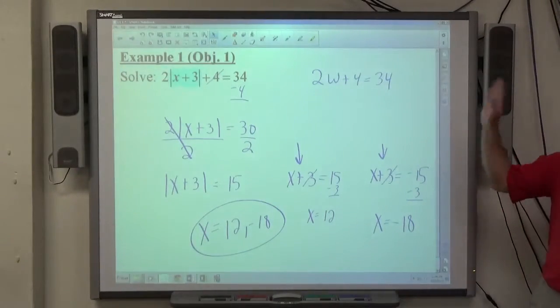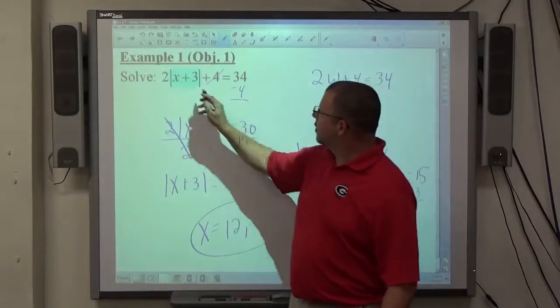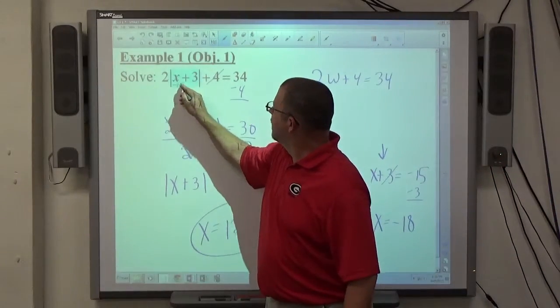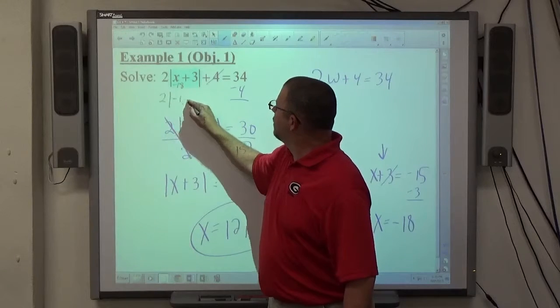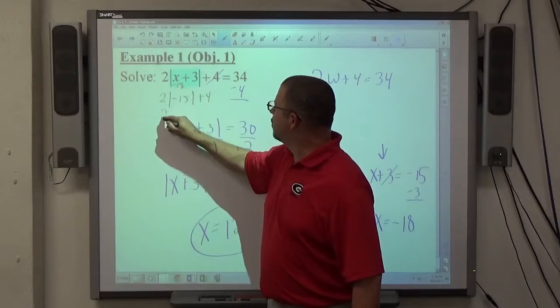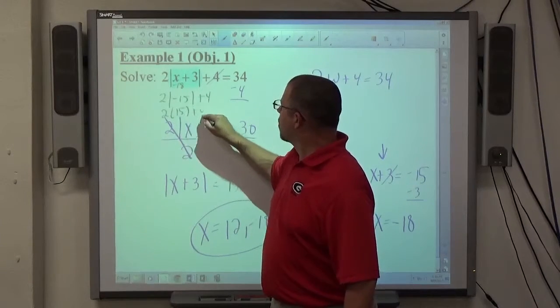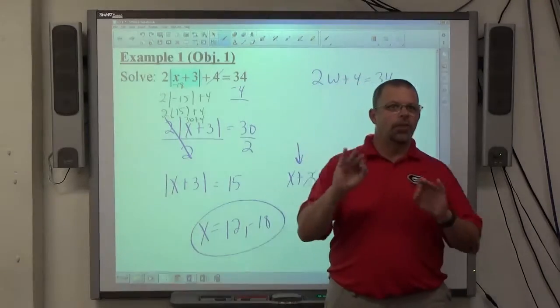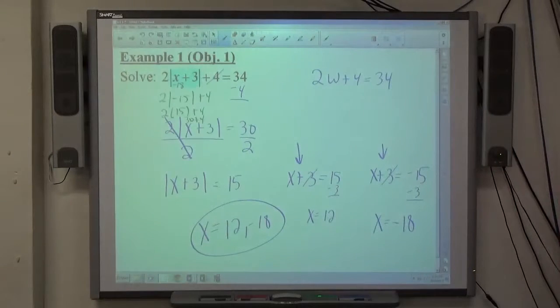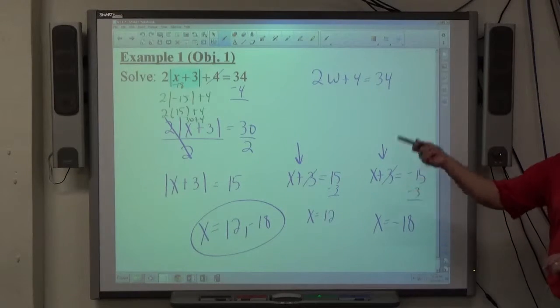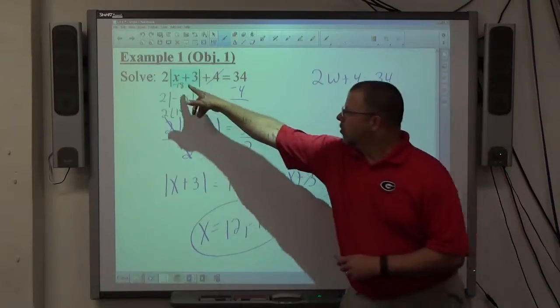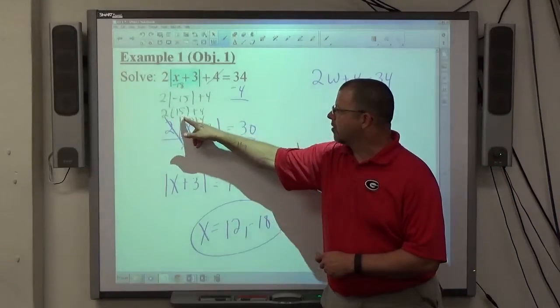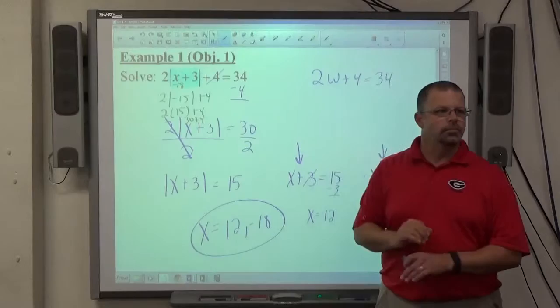Either one of those numbers put back in the original problem works. If we try it out, let's try negative 18. That makes 2 times the absolute value of negative 15, plus 4, which makes 2 times 15 plus 4, which makes 30 plus 4, which is 34. Yep. Either one of those answers put back in the original problem will make the original problem true, so they both are correct answers. I think you'll believe me with 12 on the same thing, right? 12 makes this positive 15, still 30, still 34.